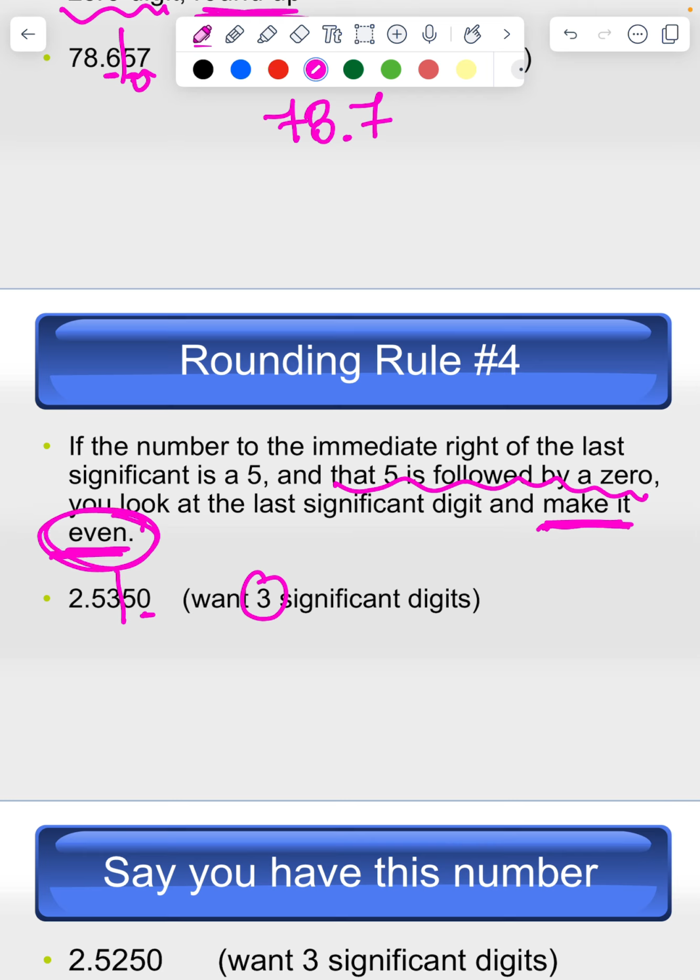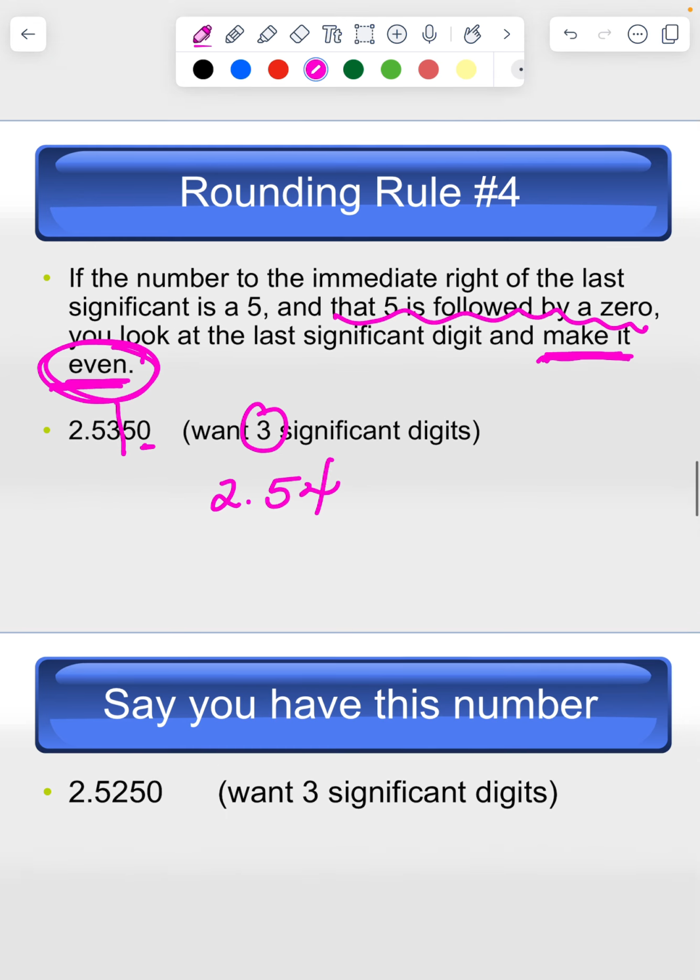Now, I'm never going to go down to make it even, so this would not be 2.52 to make it even. It's going to be 2.54 to make it even. All right, you're always going to go up.